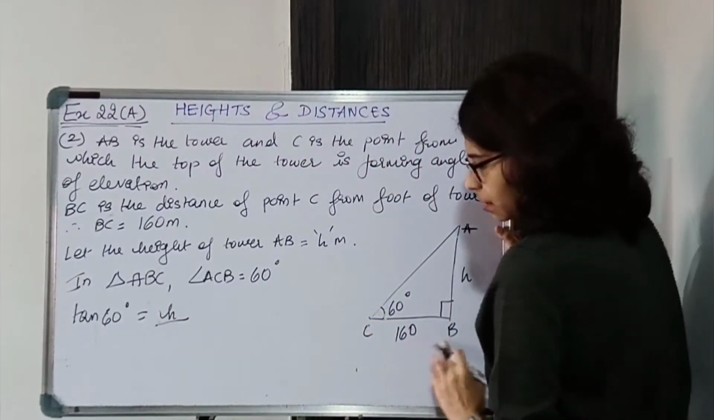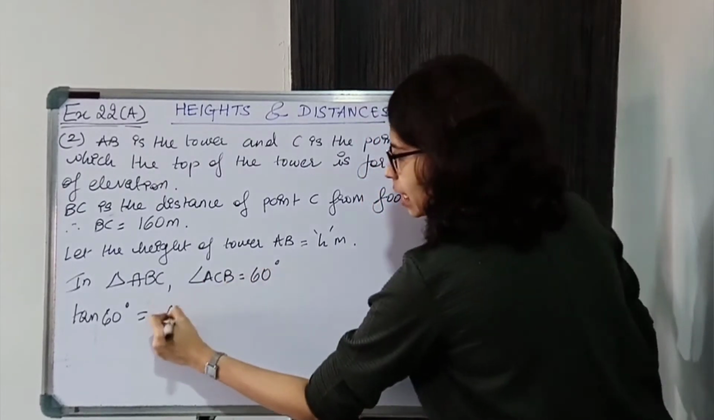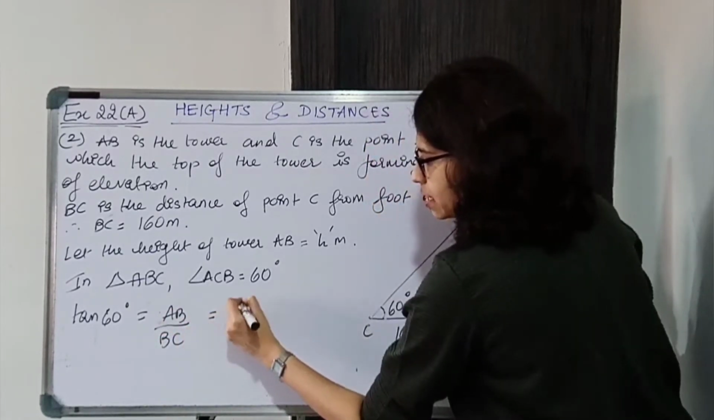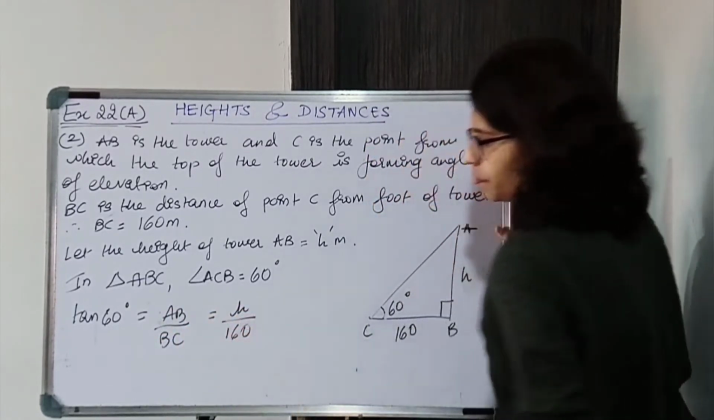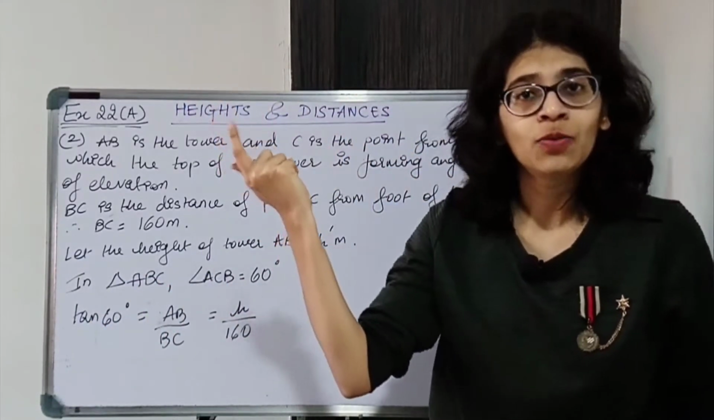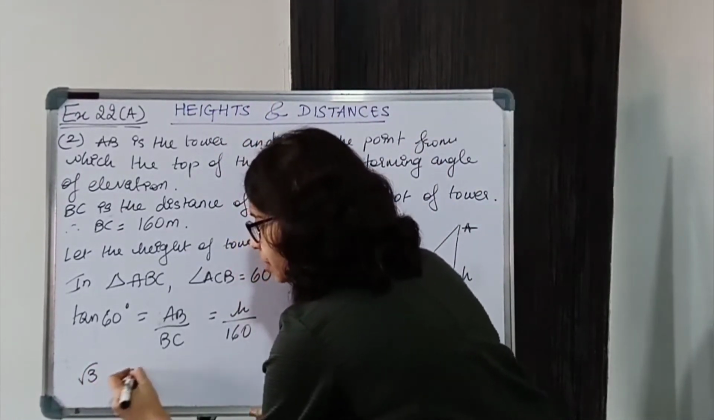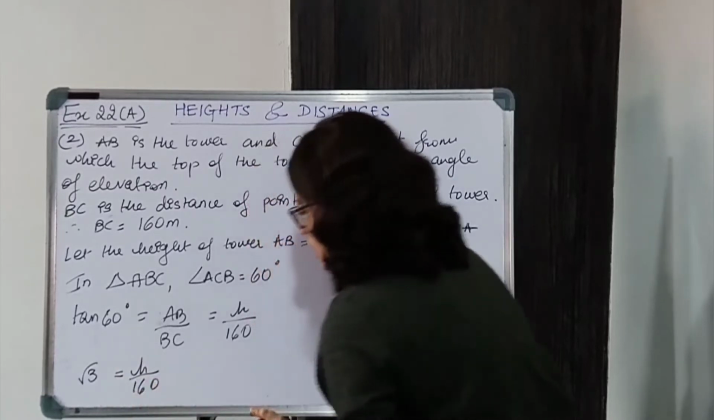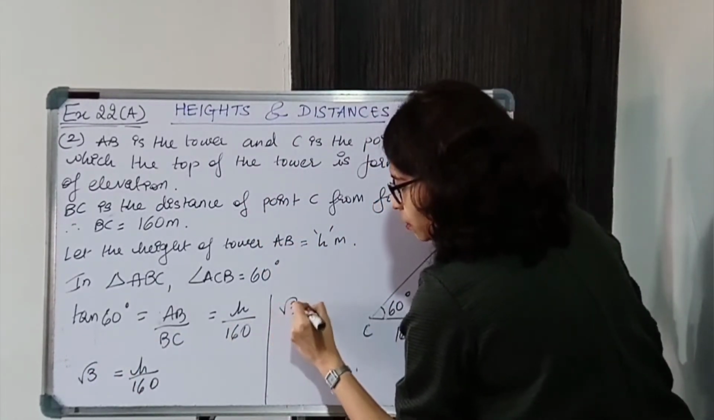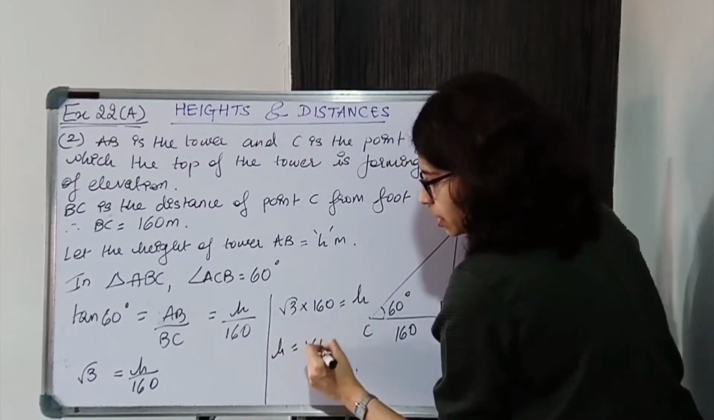Adjacent is BC. Okay, so just write down: tan is opposite, that is AB, upon adjacent, that is BC. So it is H upon 160. Now tan 60 is what? Look at the standard value table. If you look at the standard value table, it is root 3. So root 3 is equal to H upon 160. So if I shift 160 over here, root 3 into 160 is equal to H. So H is equal to 160 root 3.